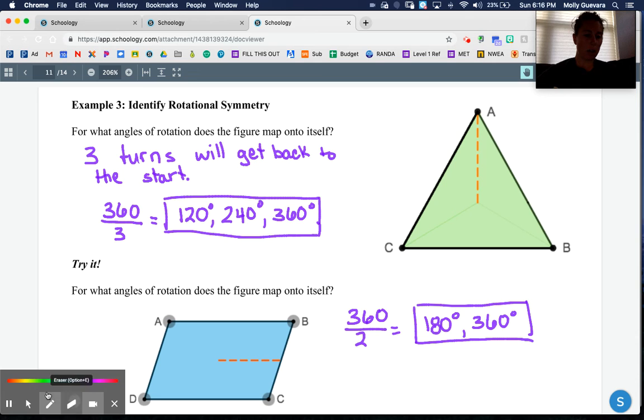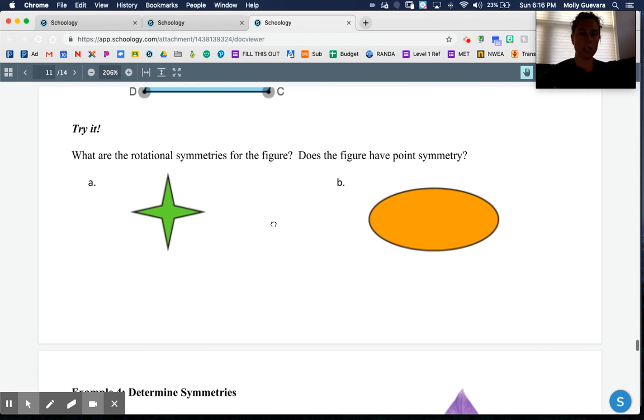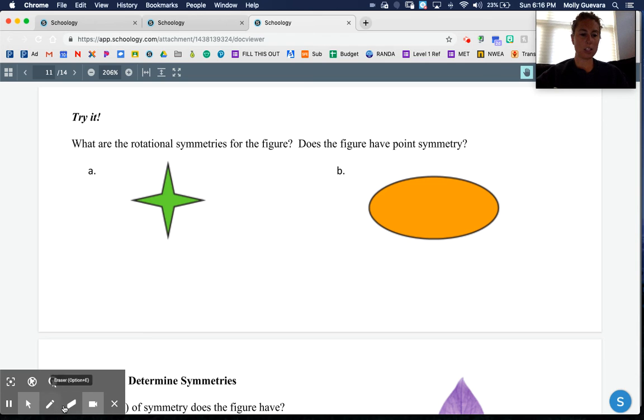Okay, we got some more try-its here for you guys to practice this a little bit more. So I want you to try these two. When you're done, make sure that you check your work by hitting play. It's asking, what are the rotational symmetries for the figure? And does the figure have point symmetry? So 2 questions to answer there. Give it a shot and then hit play when you're ready.